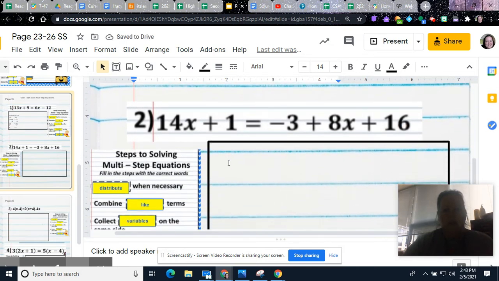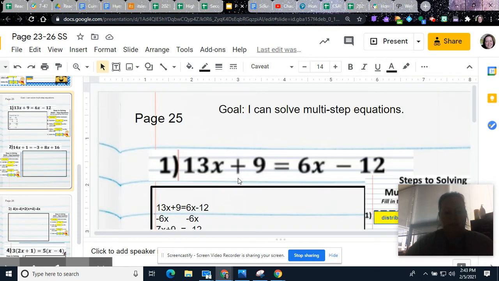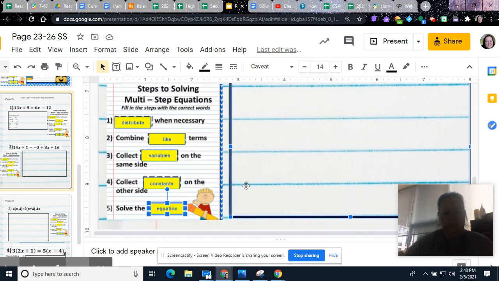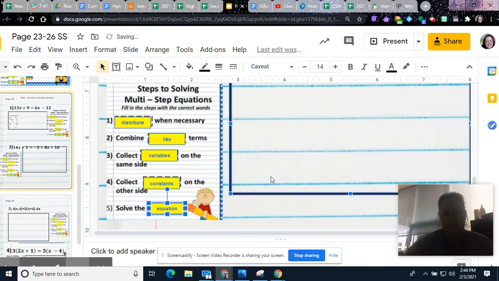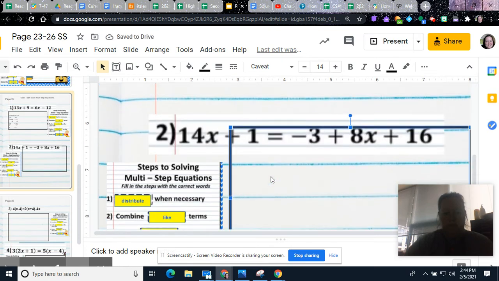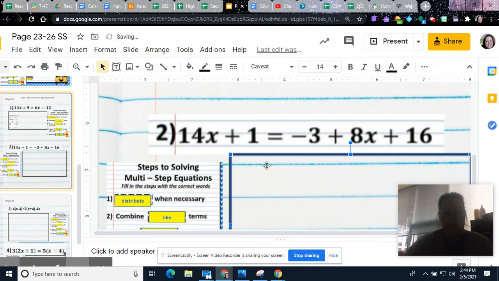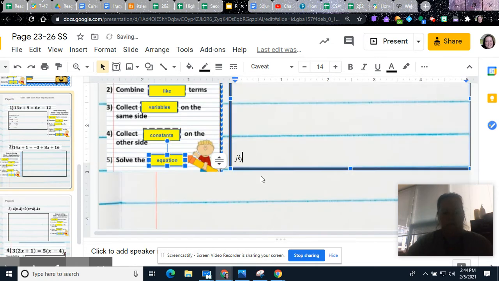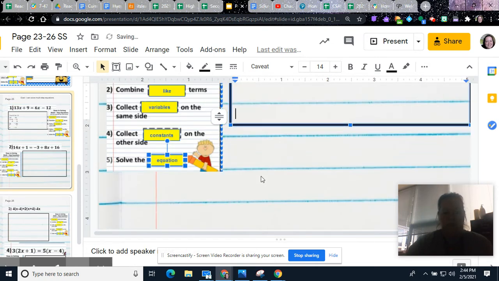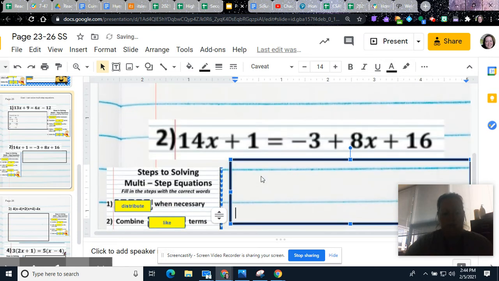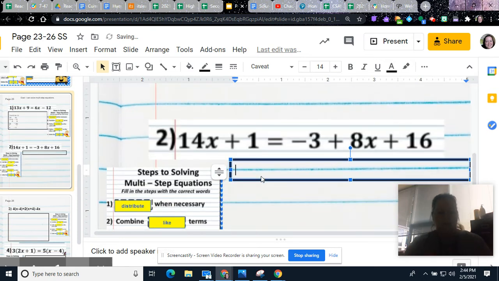This one's a little bigger. So again, we'll distribute when necessary. I don't see parentheses, so no need to distribute. I'm just moving and I'm not typing. Sorry about that. Okay, so there's no need to distribute. So we're going to start at line 2.